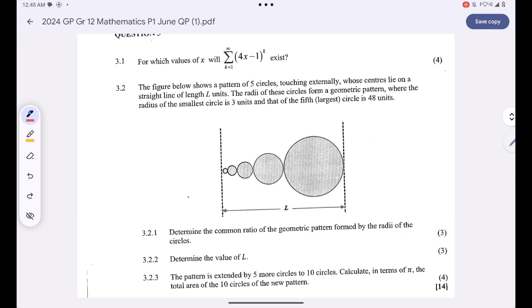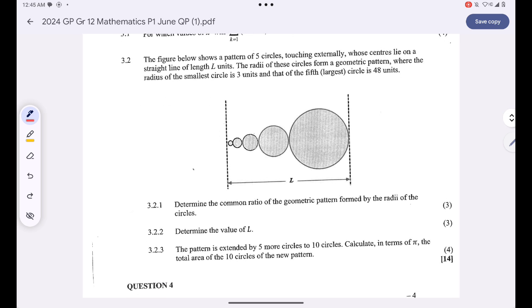I strongly believe that knowing how to tackle exam questions will help you have an edge whenever you're writing your mid-year exam, preliminary exam, and most importantly, your final exam.